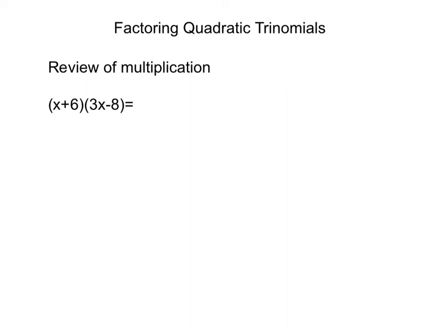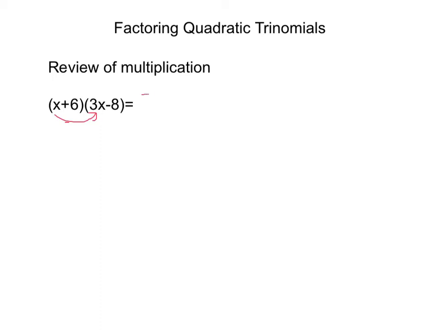This lesson is about factoring quadratic trinomials. I want to begin by first doing the multiplication of two binomials so that we recall what happens when we do the multiplication. So we have to distribute every term in the first binomial to every term in the second. So that's where FOIL comes in.